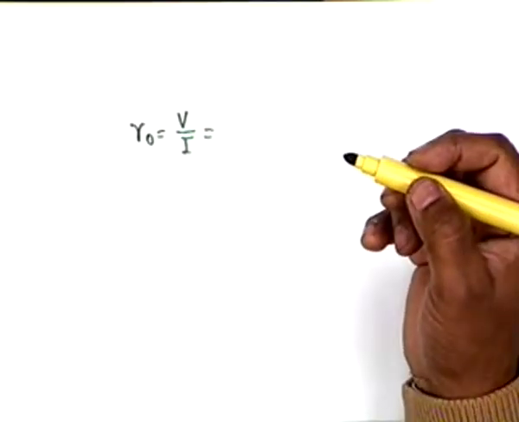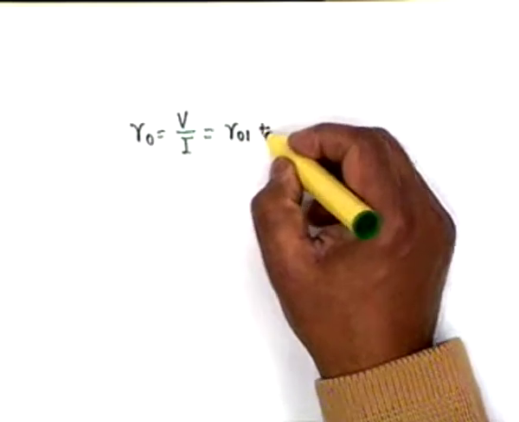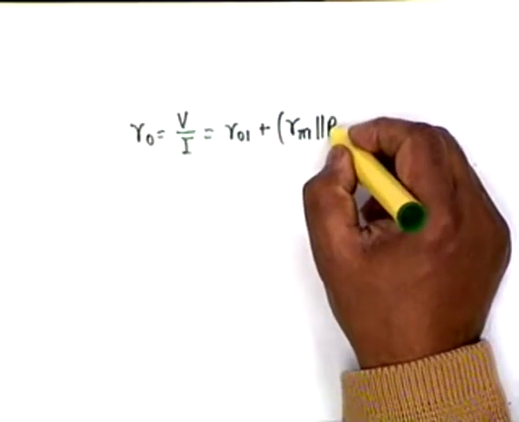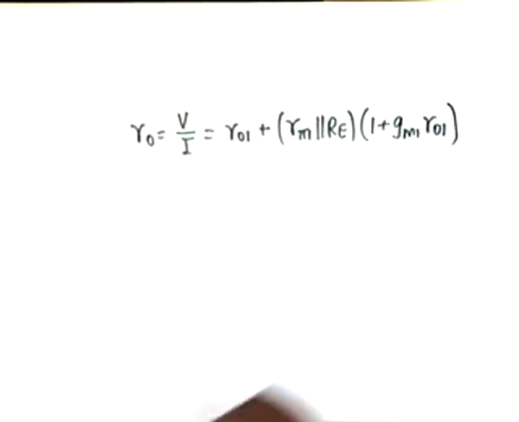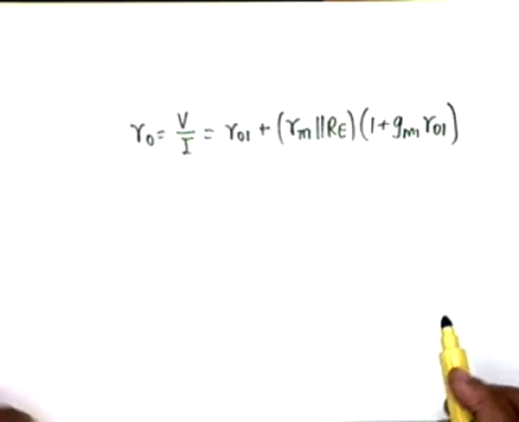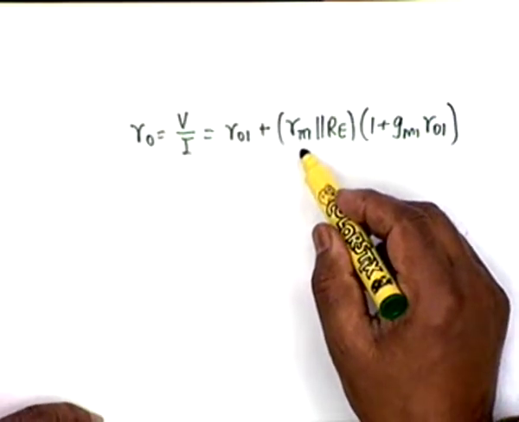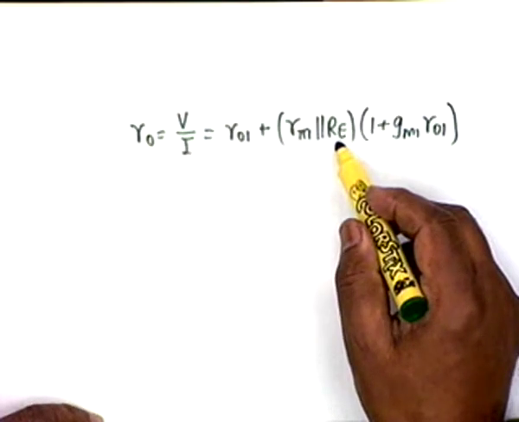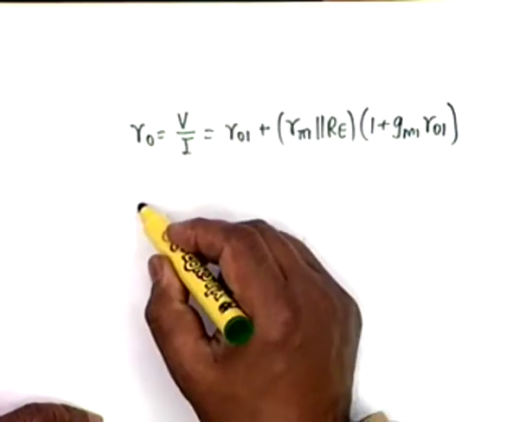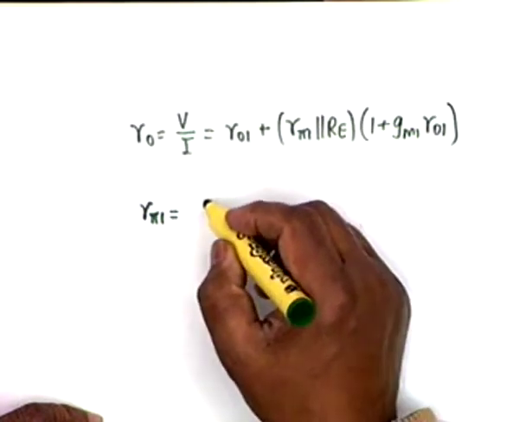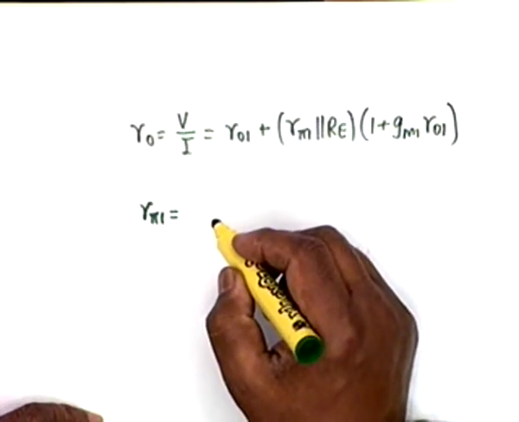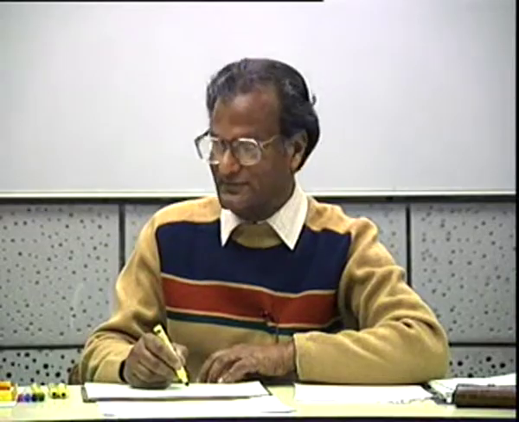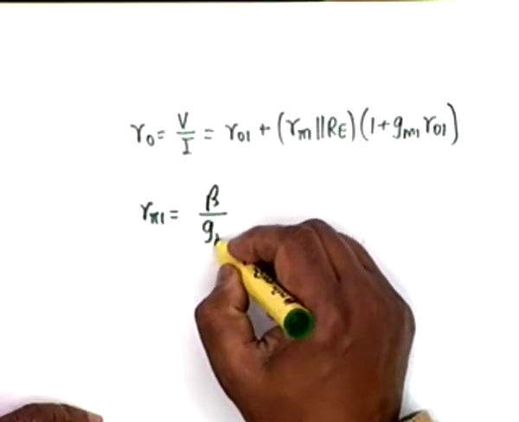A bit of algebra will give you the following expression: R01 plus R pi 1 parallel RE multiplied by 1 plus GM1 R01. This is what we get. Now one should notice that R pi 1 would be very large compared to RE. RE is only 1.68 K. What is R pi 1? R pi 1 is beta by GM.